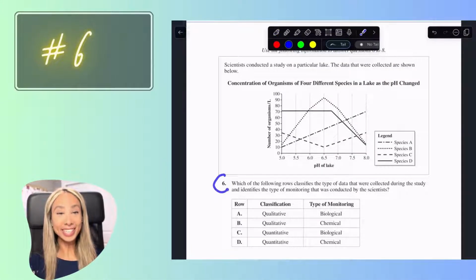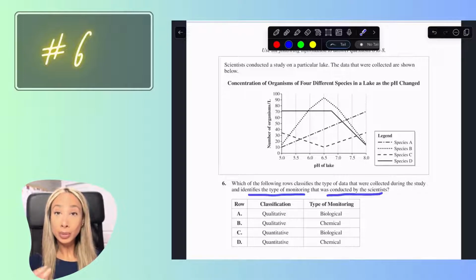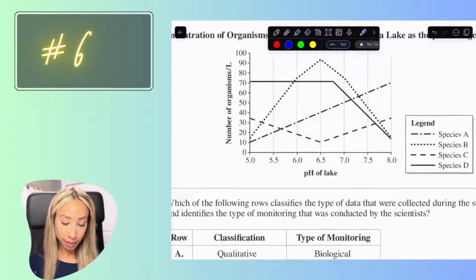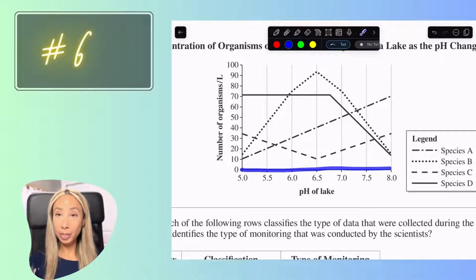Okay, number 6 here. So number 6, we want to know which of the following rows classifies the type of data that were collected during the study and identifies the type of monitoring that was conducted by experiments. So let's look at our graph first. So here's our graph, and we can see on the x-axis, we have the pH of the lake.